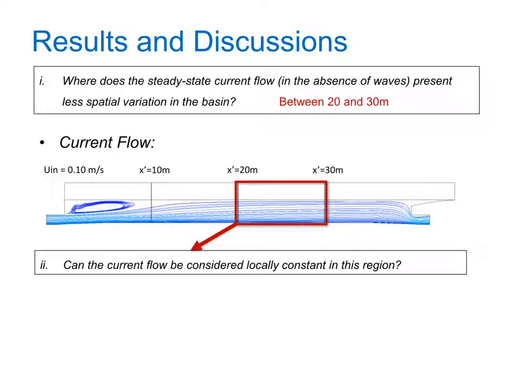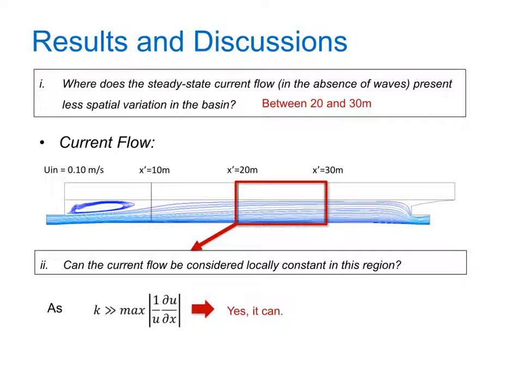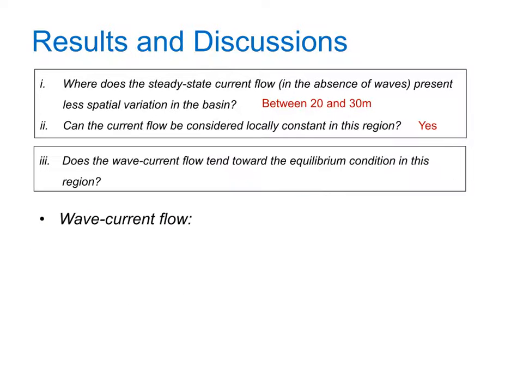Secondly, it is necessary to verify if the current flow can be considered locally constant compared to the wavelength in this region. The results have confirmed that the wave number is much larger than the spatial variation of current.